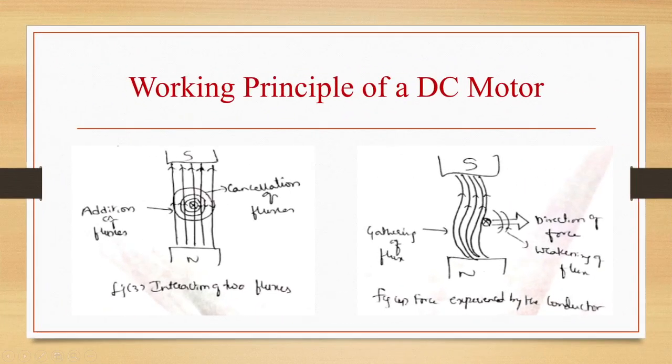And third diagram is showing the current carrying conductor placed in the magnetic field. Left hand side we can see addition of fluxes, right hand side cancellation of fluxes. So gathering of fluxes on the left hand side will create a high flux density area, and the thinning of flux on the right hand side will create a low flux density area, and it will act like a stretched rubber band, and the conductor will move from left to right. Force will be exerted on the conductor, and all the conductors placed in the slots will experience the force individually and act as a twisting or turning force on the armature, which is called torque. So torque will be produced by the conductors and motor will start rotating.